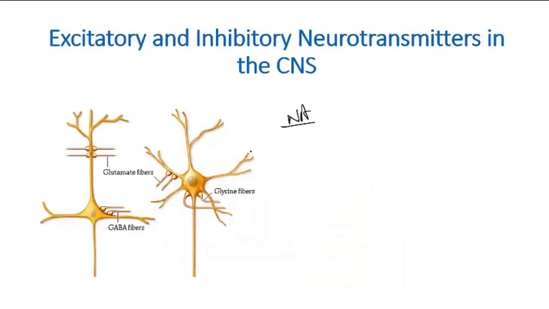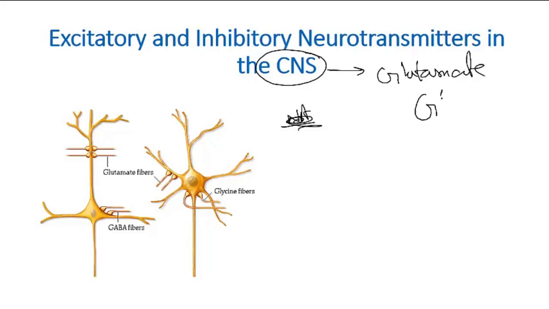If we talk about the excitatory and inhibitory neurotransmitters in the CNS, in the central nervous system, glutamate is the most common and most potent excitatory neurotransmitter. Glutamate, simply written as GLU. Glutamate acts directly on ion channels that permit the passage of both sodium and potassium, producing a fast excitatory postsynaptic potential.